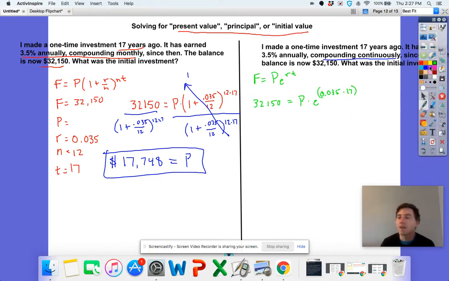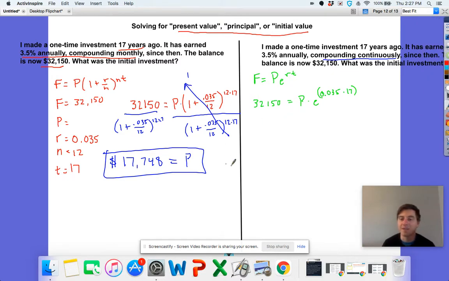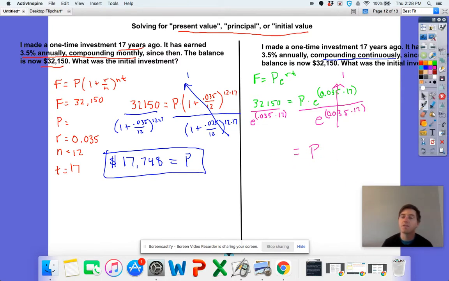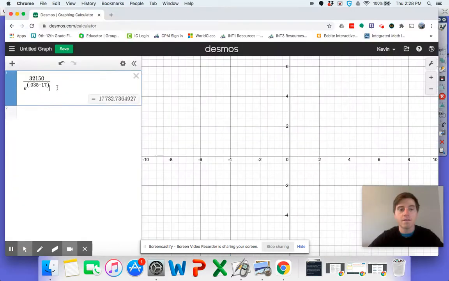Okay, so this one's a little bit easier, you can see, because there's not as much writing, but it's the same exact process, right? I have P times a number. E to the whatever this is going to be a number. So we can then just divide by that, right? E to the 0.035 times 17. Divide by that number and do it on both sides. Well, any number divided by itself is just 1. So that leaves us with P equals, and then we toss that into the calculator.